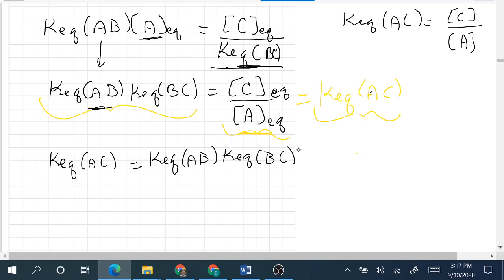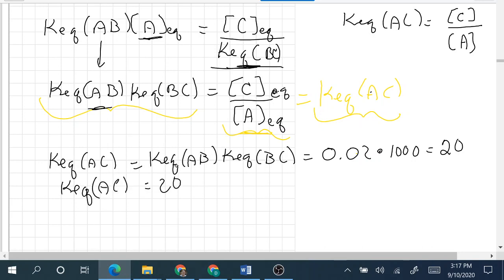And we have those numbers, so KEQ AB is 0.02 times KEQ BC, which is 1,000, which is equal to 20. So now we know that KEQ AC is equal to 20. Okay, so we've calculated that. So that was part A.